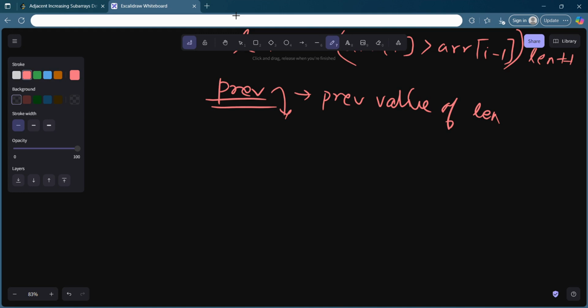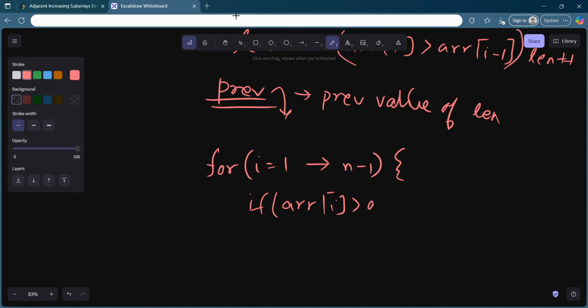Okay, so what can you do? Then you can just simply maximize your k and return k. So what do I mean by it? Let's say you can start from i equals 1 and go all the way till n minus 1, both inclusive, and you can just check that if array of i is greater than array of i minus 1, you can do len plus plus. Okay, otherwise you have a breakpoint.